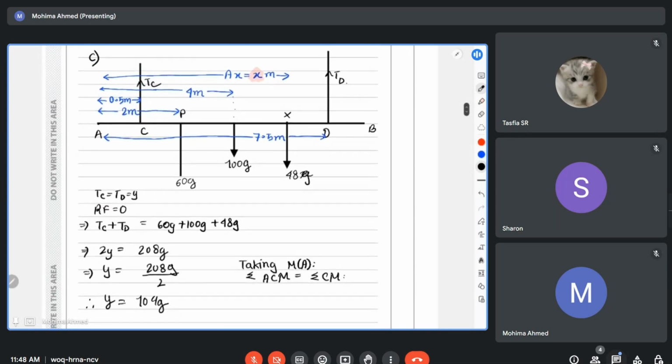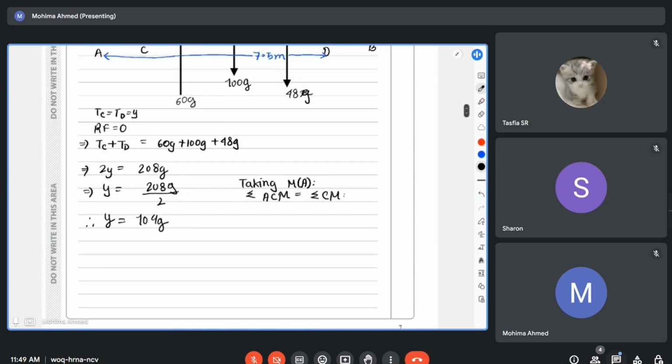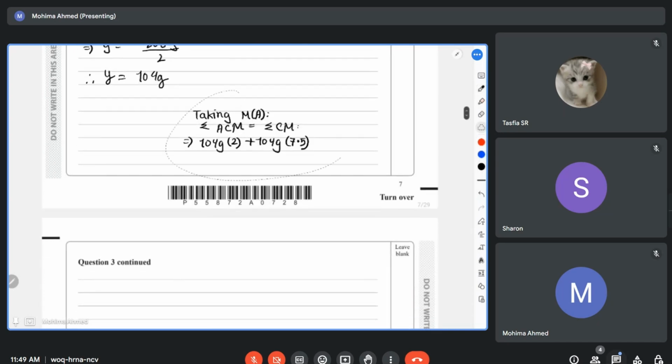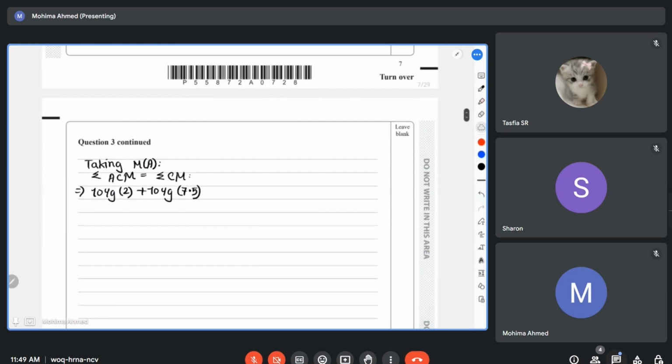Now over here, both the tensions are actually making the rope move anti-clockwise, and all the other weights are making it move in the clockwise direction. So you can write 104G multiplied with 2 plus 104G multiplied with 7.5. I won't have much space, so I'll just move to a different page. Now this is equal to 60G multiplied with 2 plus 100G multiplied with 4 plus 48G multiplied with X, right?